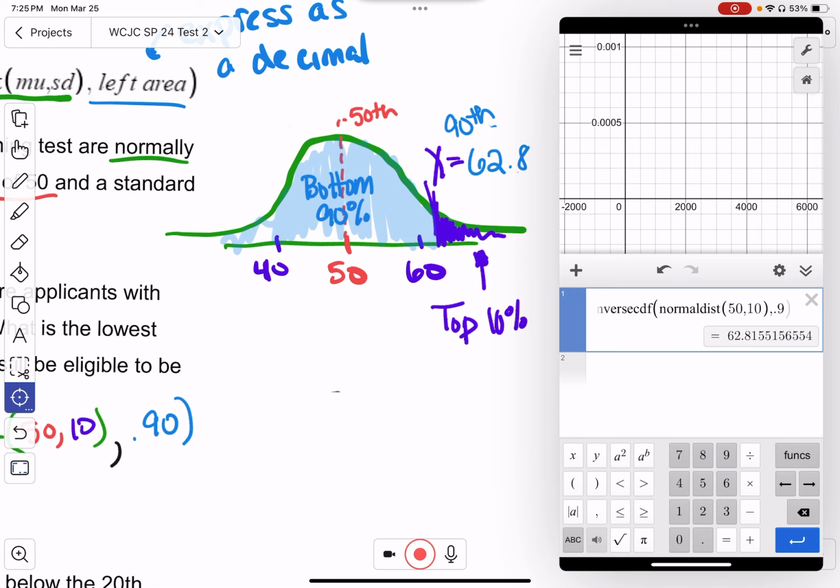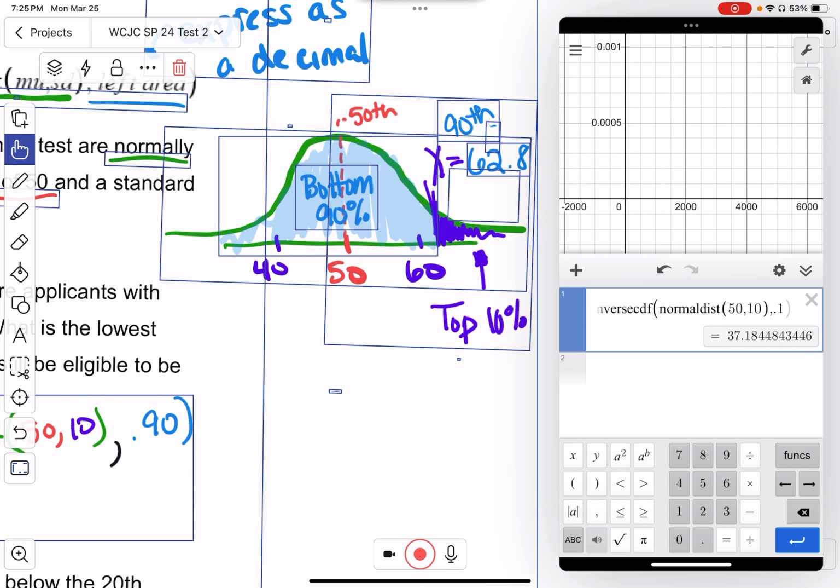Let's say instead of 90%, we actually did the 10%. Here's what would happen. If you change that left tail area to 10%, notice you get 37.2. That's somewhere on this side, because it's calculating the bottom 10%, which is the 10th percentile. So you have to be careful there.